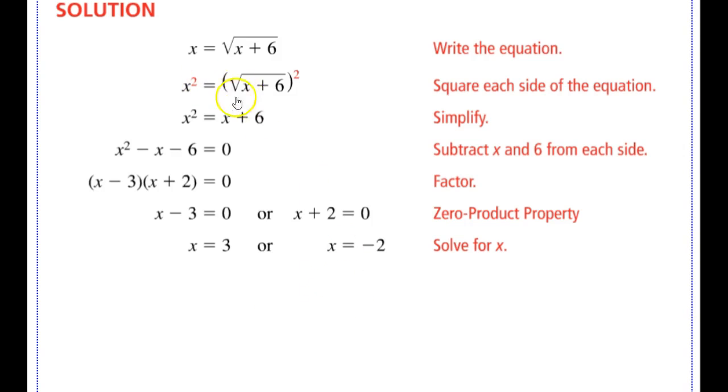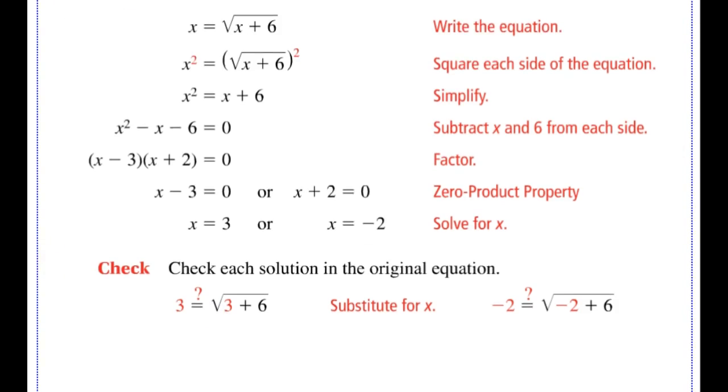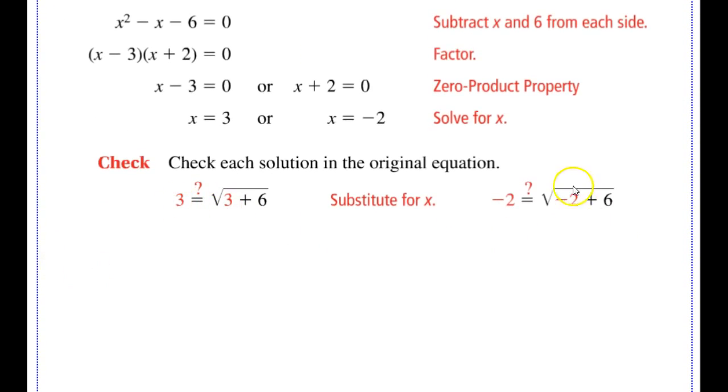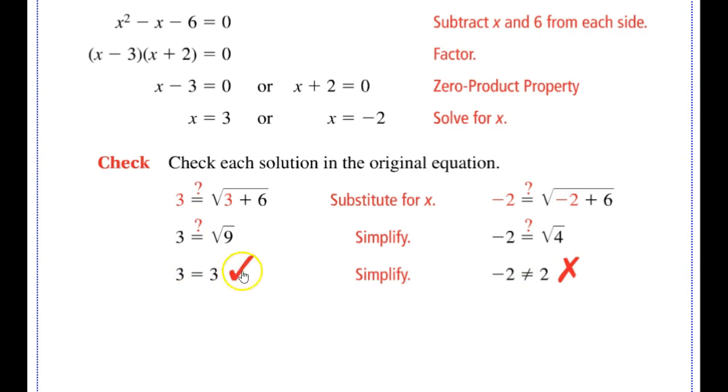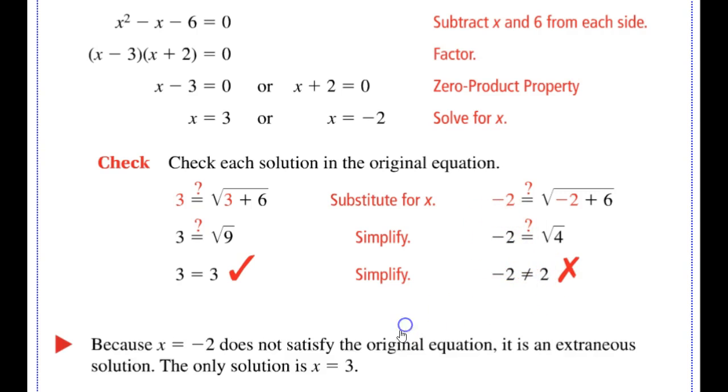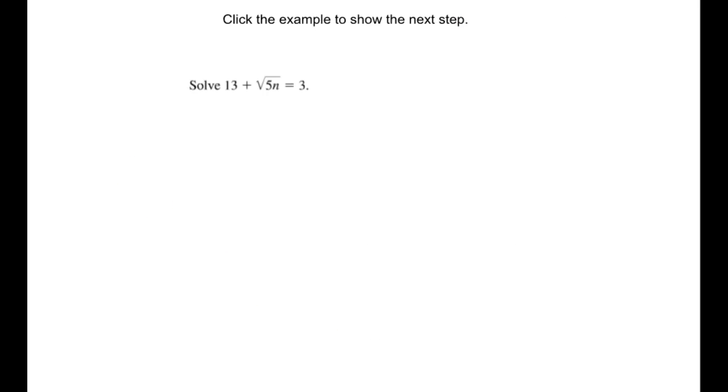Now I have to go back and try both of my solutions in my original equation. So I plug in the x's that I found, 3 and negative 2, and I try it again. Does 3 equal the square root of 9? And does negative 2 equal the square root of 4? So 3 does equal the square root of 9, so that one works. This one does not work because I ended up with a negative on the other side. So I know that solution is not actually valid. That's what we call an extraneous solution, because when I went through and solved it, it worked, but when I plugged it back into the original equation, it did not. So my only real solution for this one is x equals 3.